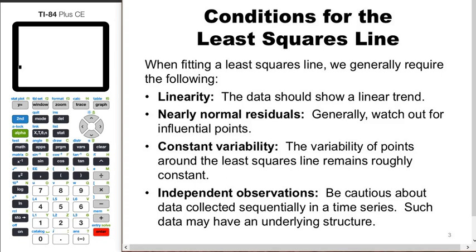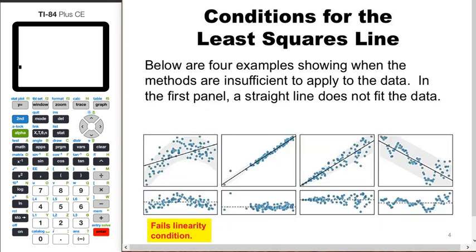And so here is an example. These are four graphs, and each of these fails one of the conditions. This first one here fails the linearity condition. You can see both with the graph and the regression line that there's a bend in the data. So really, our linear regression is not the best choice.